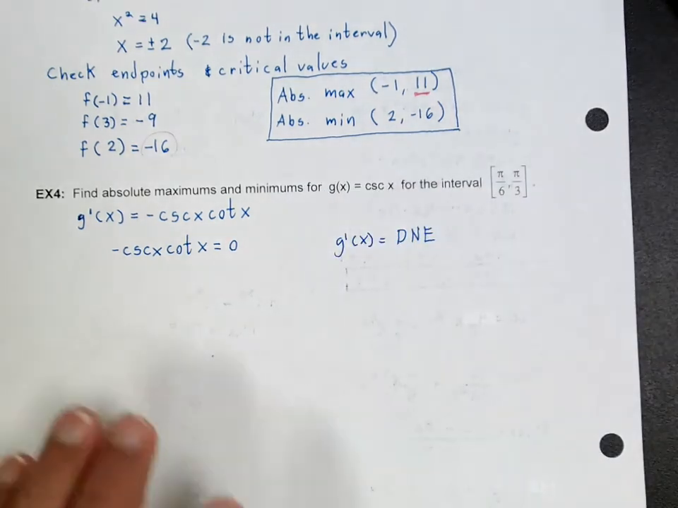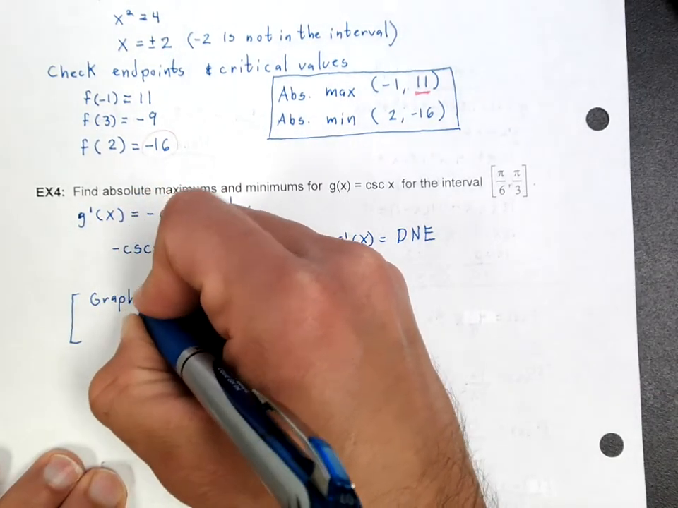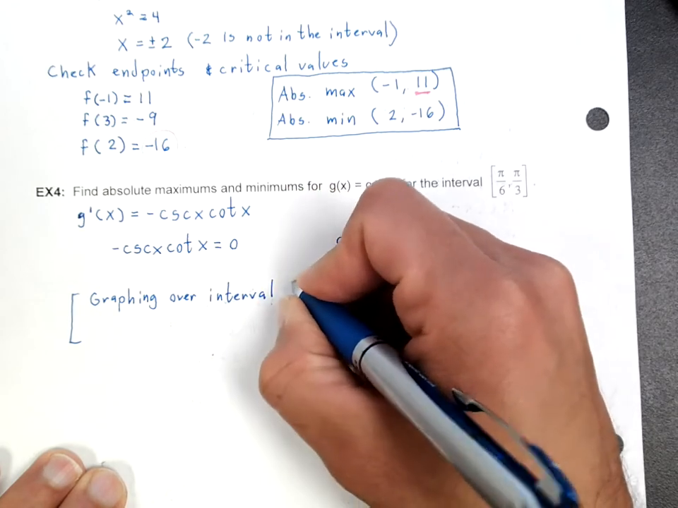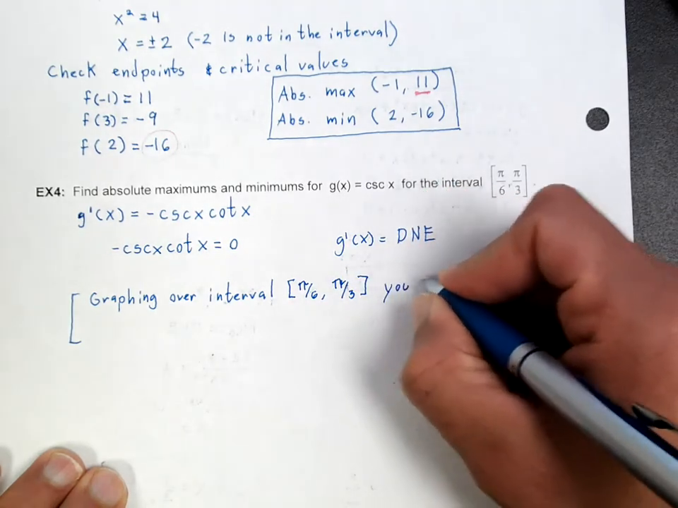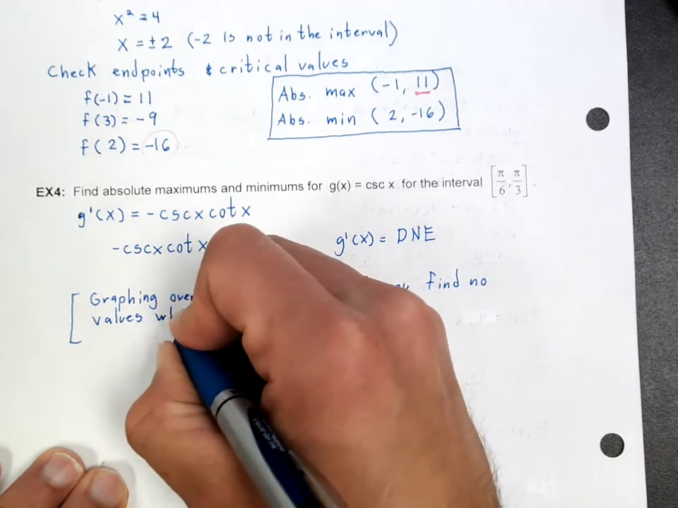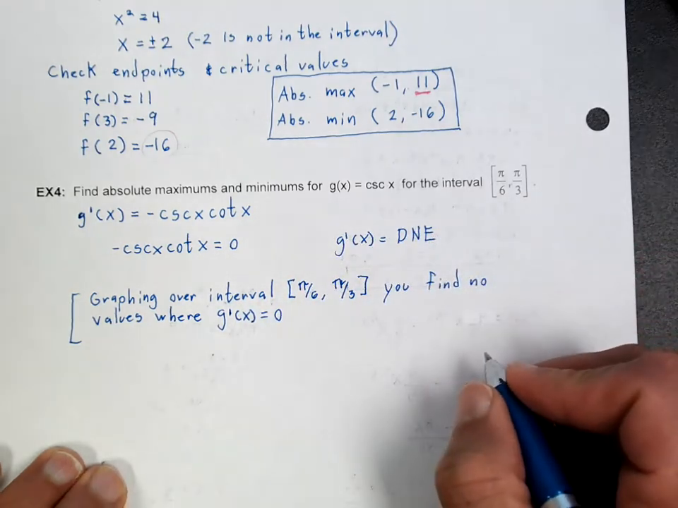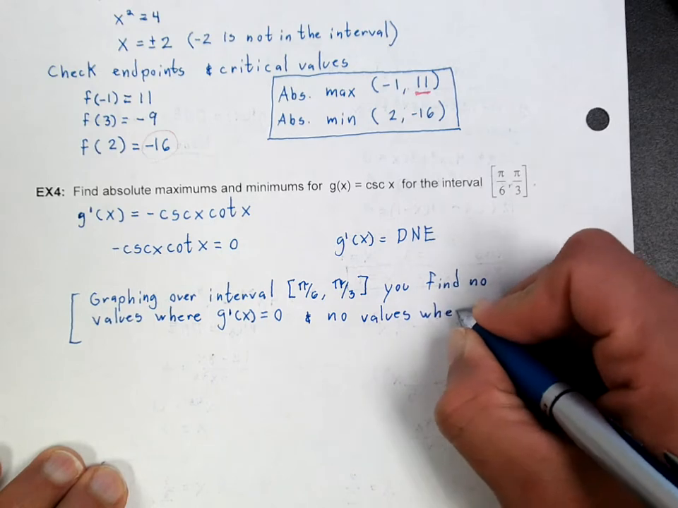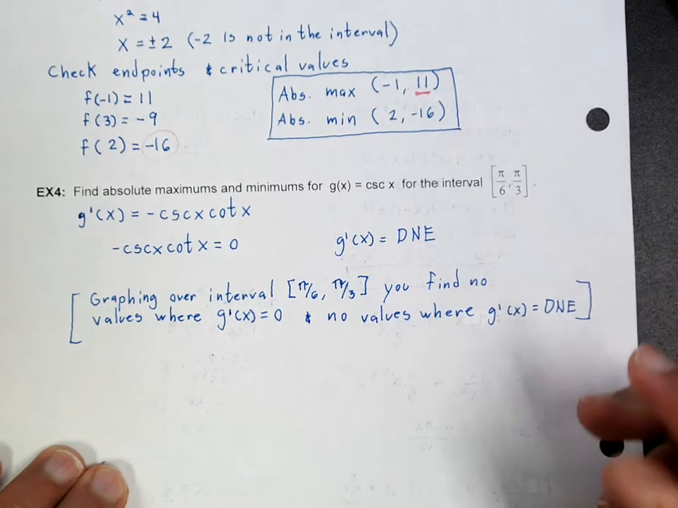So on this one, graphing over the interval pi over 6 to pi over 3, you find no values where the derivative is equal to 0 and no values where g prime of x does not exist or is undefined. That's basically what we just did in the calculator.